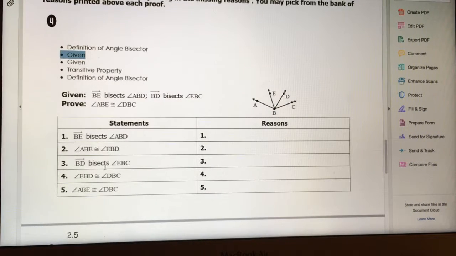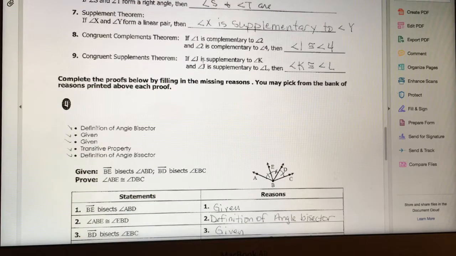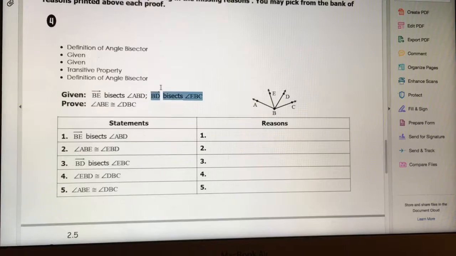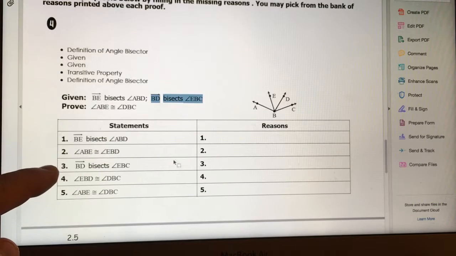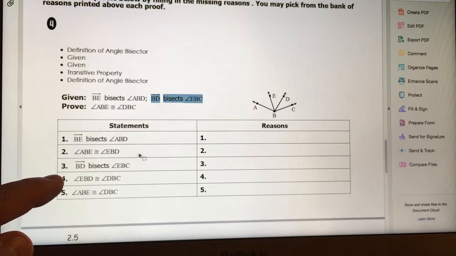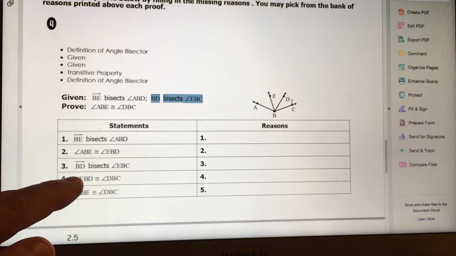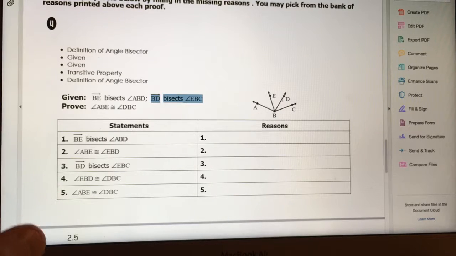All right, so next thing. Ray BD bisects angle EBC. This was also given. So we write given next to number 3. Okay, number 4. Once we just said that ray BD bisects EBC, then it says we're able to make the statement angle EBD, which is this middle one, is congruent to angle DBC. We know that because BD was an angle bisector of EBC. So we know number 4 by definition of an angle bisector.